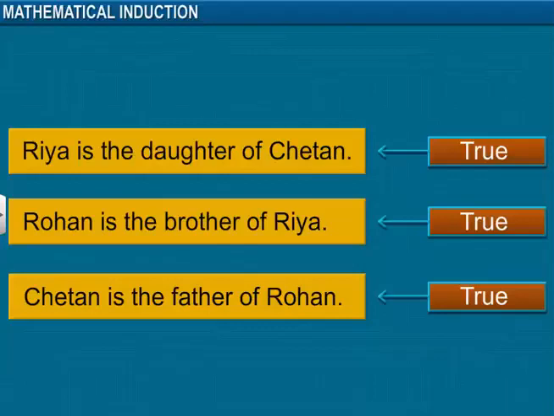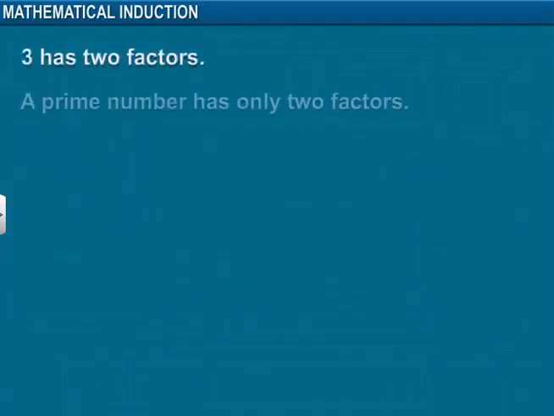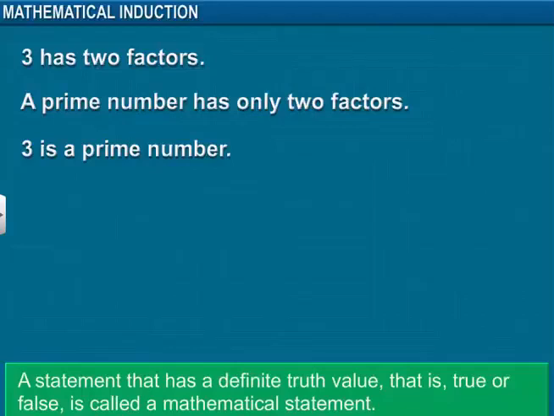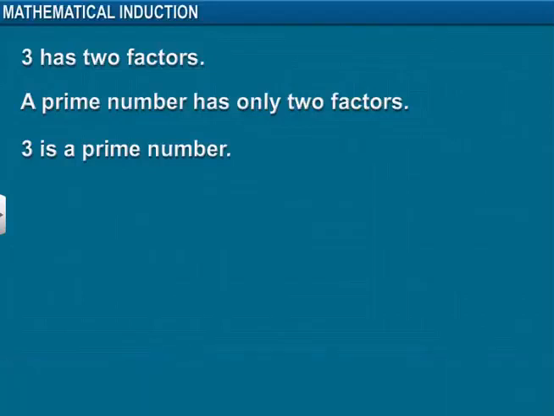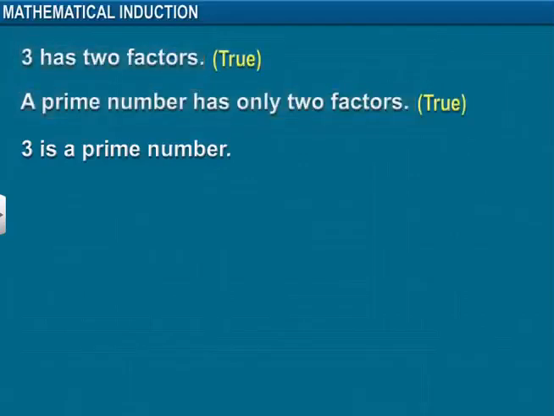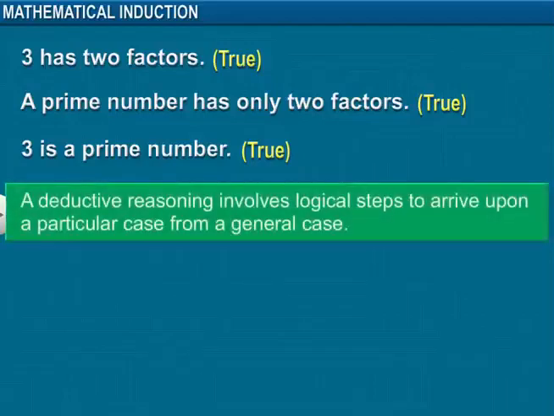Let's apply deductive reasoning to the following mathematical statements. 3 has 2 factors. A prime number has only 2 factors. 3 is a prime number. A mathematical statement is a statement that has a definite truth value. That is, true or false. Among the statements given, the first 2 statements are true. This implies that the third statement is also true. Thus, here we can conclude that deductive reasoning involves logical steps to arrive upon a particular case from a general case.